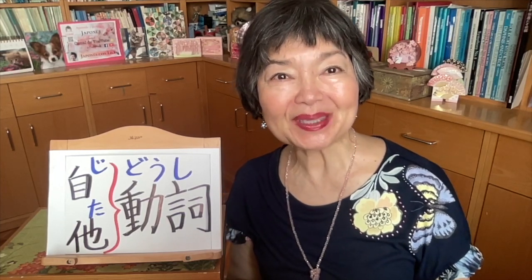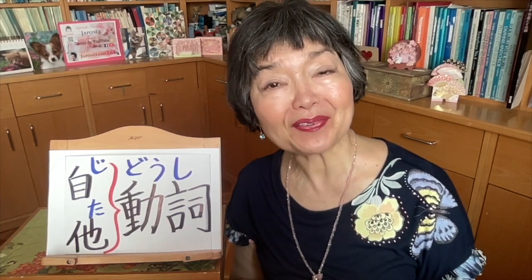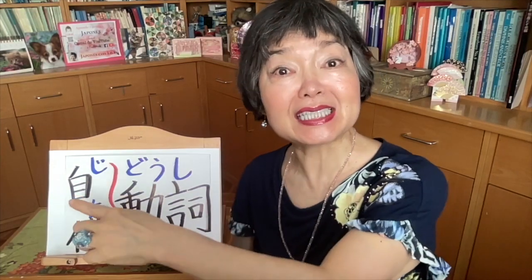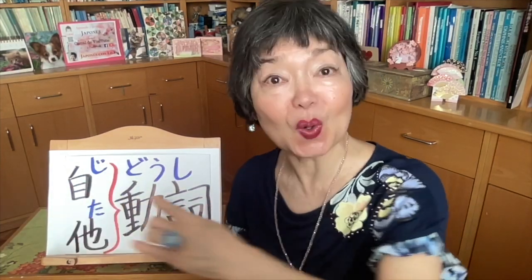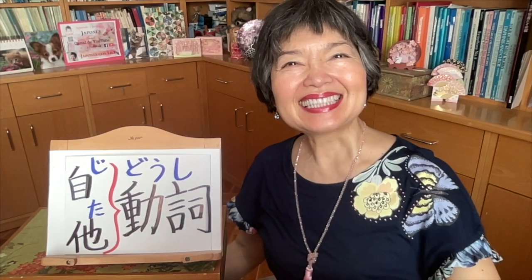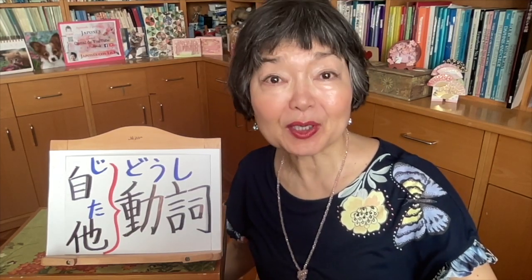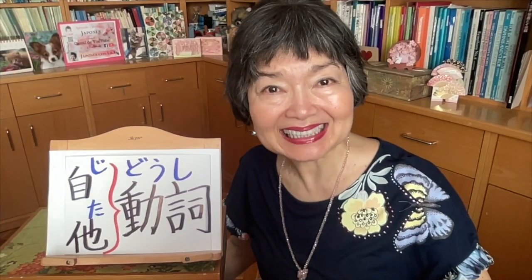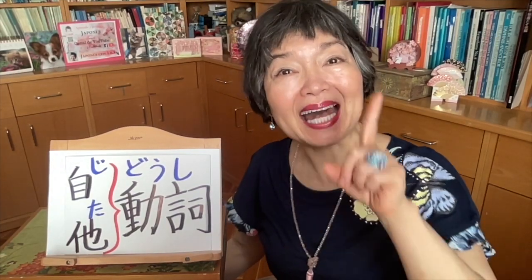Hello, how are you? Today, grammar video number 25 of JLPT 4. We're going to learn about 自動詞, intransitive verbs, and 他動詞, transitive verbs. As intransitive verbs are a little bit confusing, I'm going to make several videos about intransitives. So this is part 1.